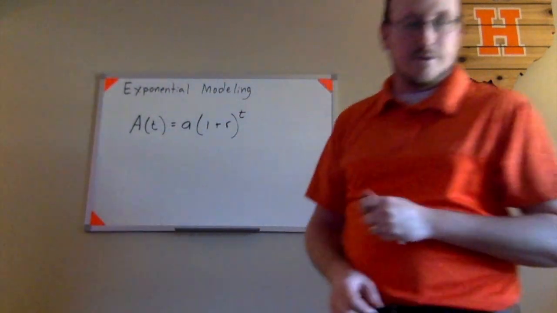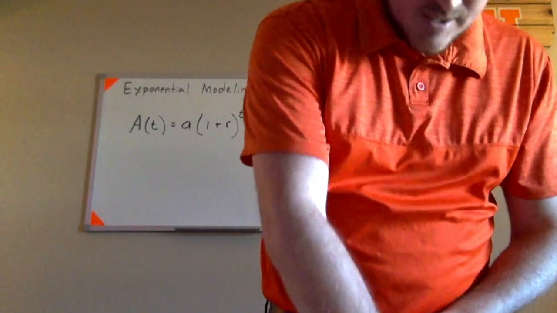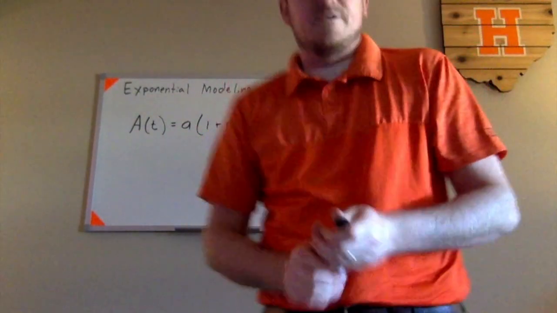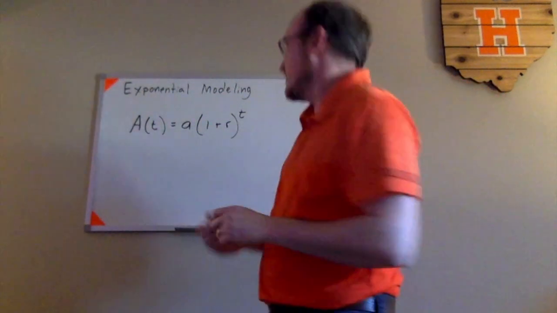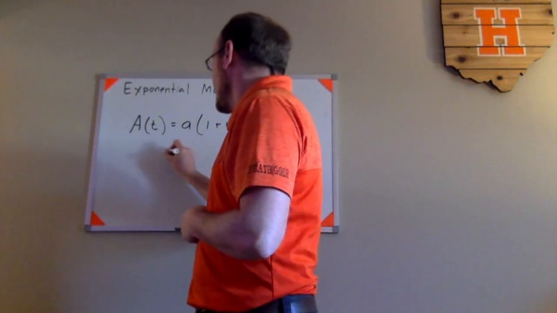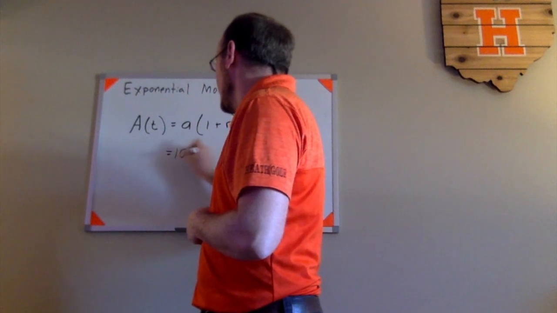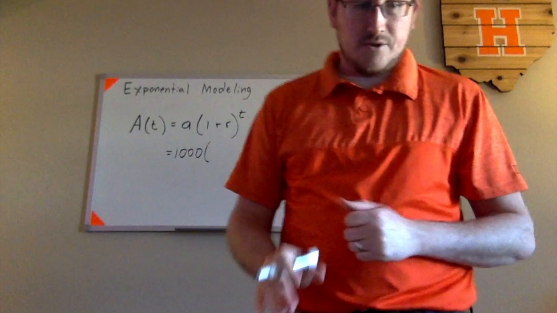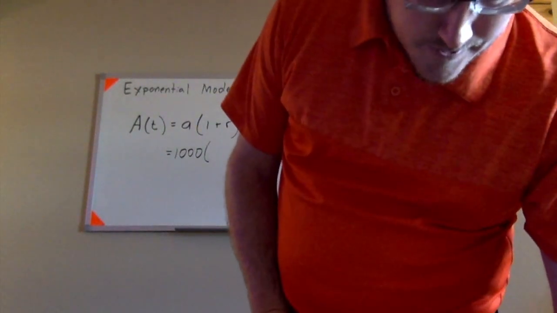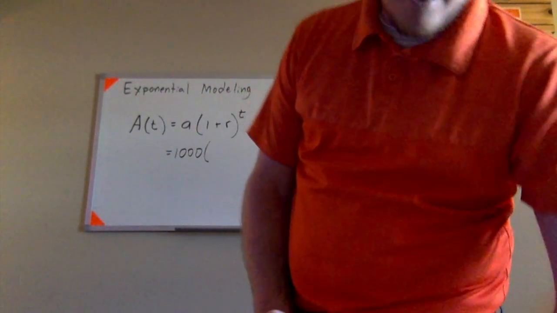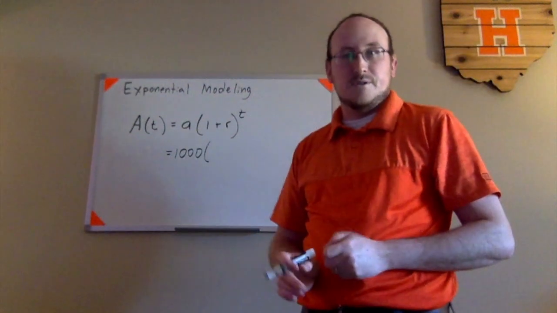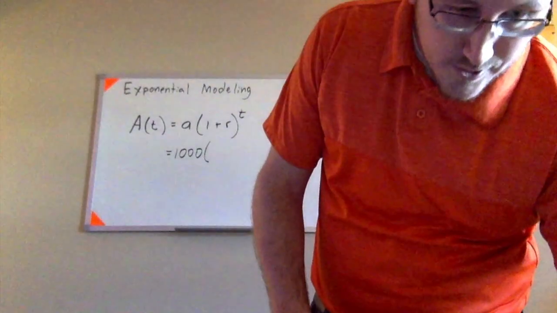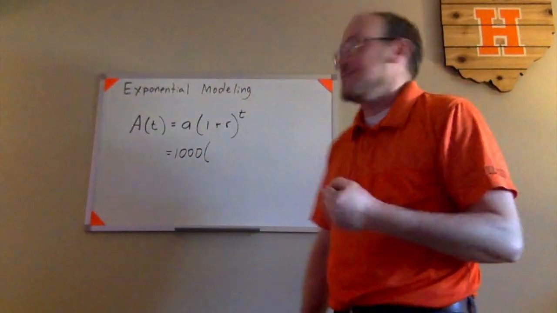So let's look at an example here. We have a problem that says you've invested $1,000 in a savings account at the end of 6th grade. So let's go ahead and plug in what we know. Our initial amount is $1,000. And then as we continue to read the problem, it tells us that the account pays you 5% annual interest. So it's going to pay you 5% per year. And it wants to know what the value of the account is going to be after 6 years.